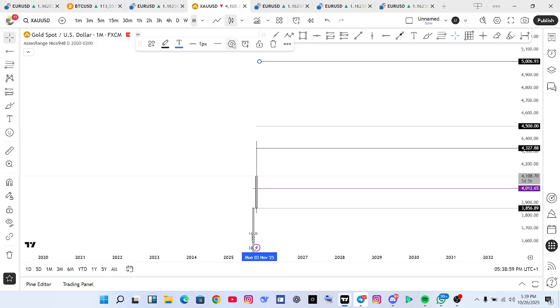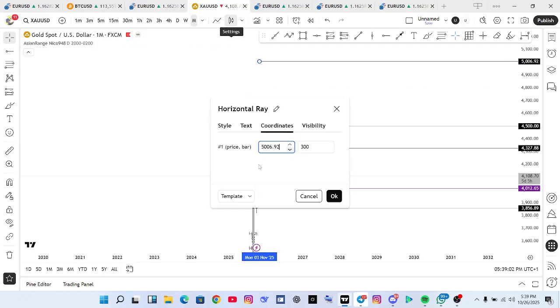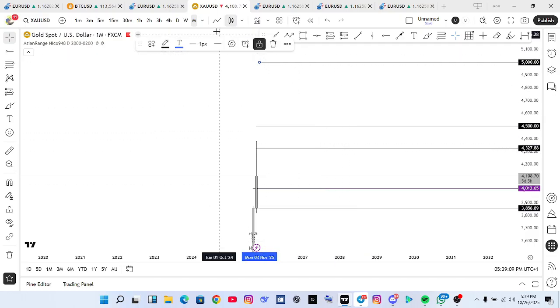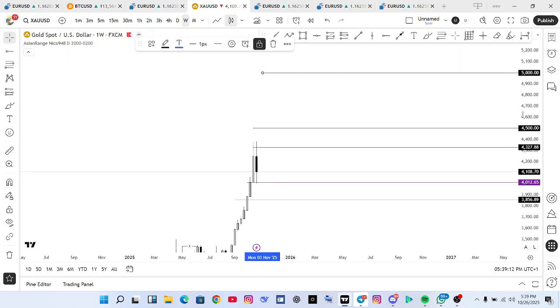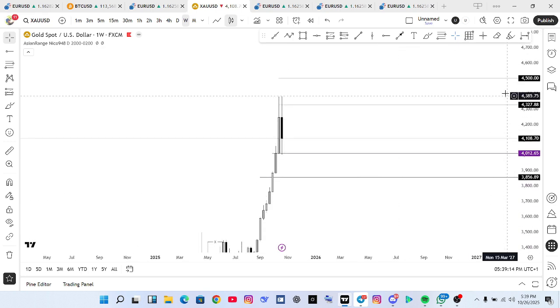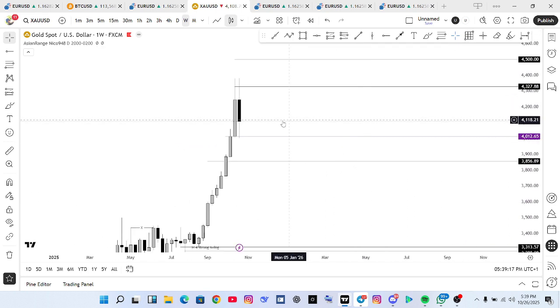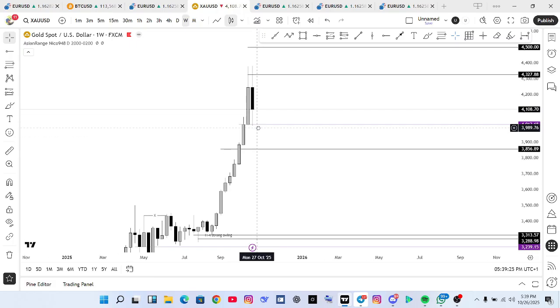Let me change the figure. I'm expecting gold to get to 5,000. So let's go to the weekly. Last week actually came back to this key level. You can see last week came back to this key level. That's why it's good to go to the weekly time frame.